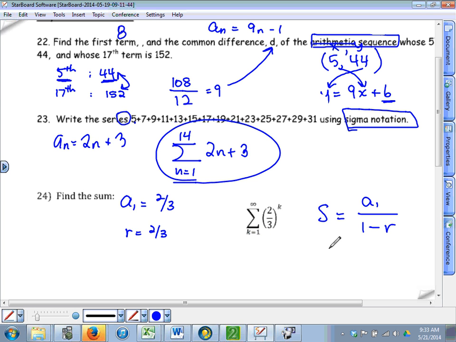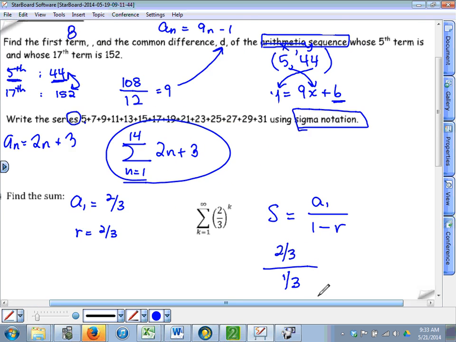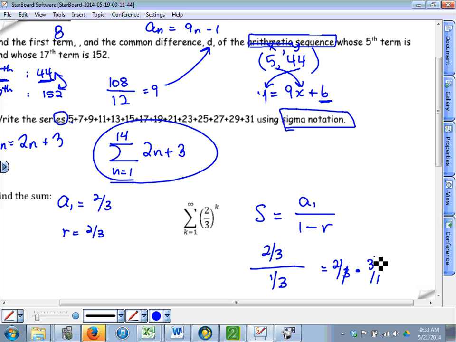Well, just plug it into the formula now. 2/3 divided by 1 minus 2/3. r is right there. That's r. So what's 2/3 divided by 1/3? It's 2/3 really multiplied by 3/1. The 3's cancel.